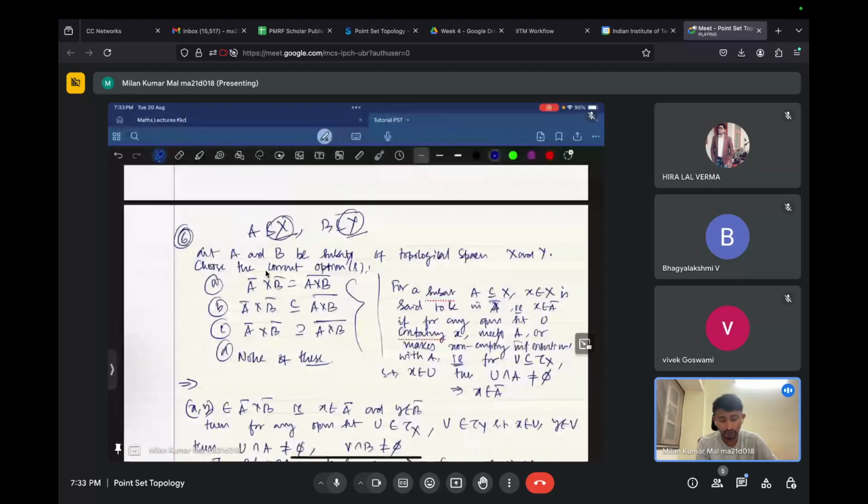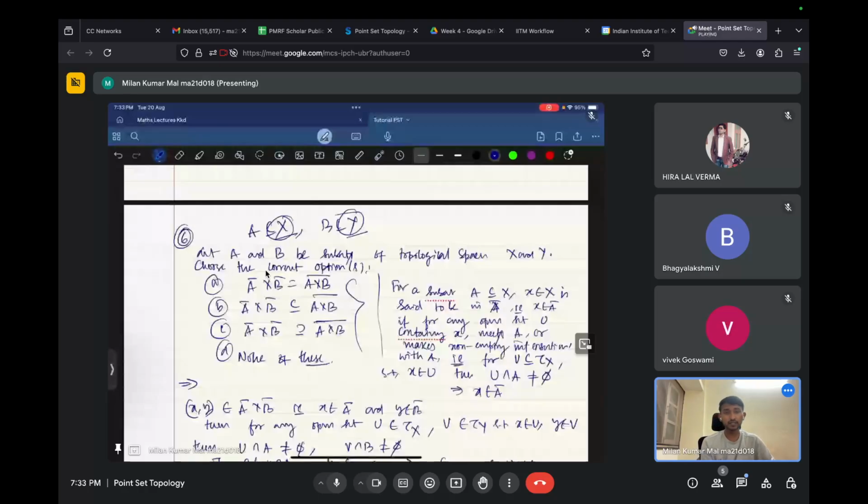Here, don't be confused with Hausdorff. If it is not clear, you can ask. But here, what is it? A is a subset of X, B is a subset of Y. We know that X cross Y has a subspace topology, right? Now A cross B is a subset of X cross Y.